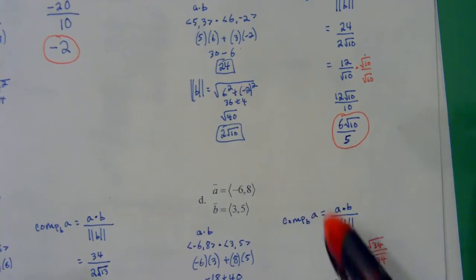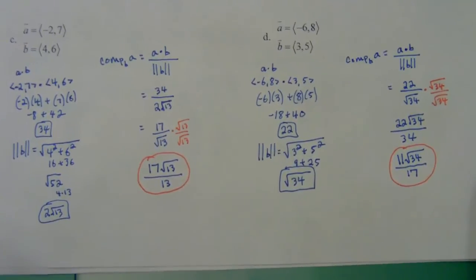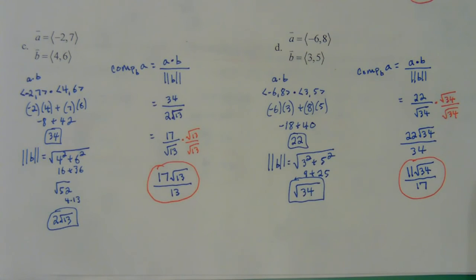So there's the letter B we worked out. Letter A, you get a nice number. And then C and D, I just want you to practice those on your own. Pretty much the same type of deal as letter B that we just got done working out.